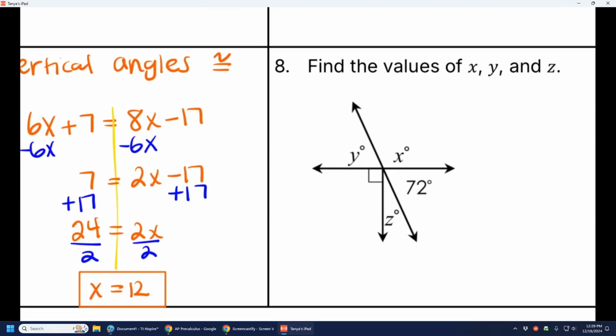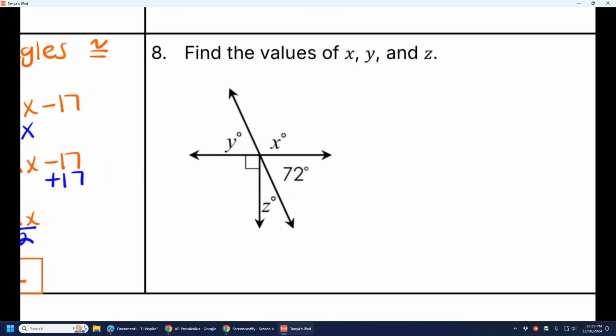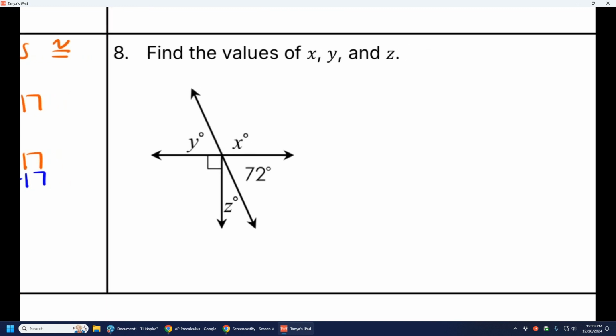Okay, and then last problem, find the values of x, y, and z. So this one has a few different vocabulary words that you need to know. So when we have that little box there, that means that that is a 90-degree angle. We also have vertical angles in here as well. And then we also have a linear pair. So let's see if we can try to go in order. I'm going to look for x first.